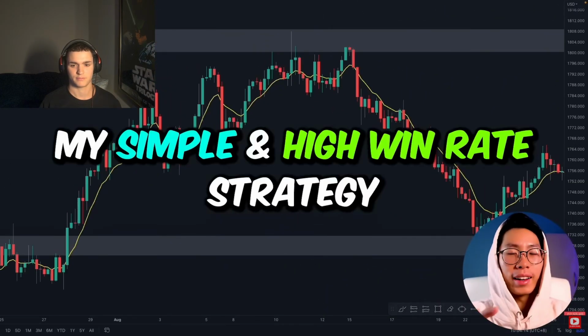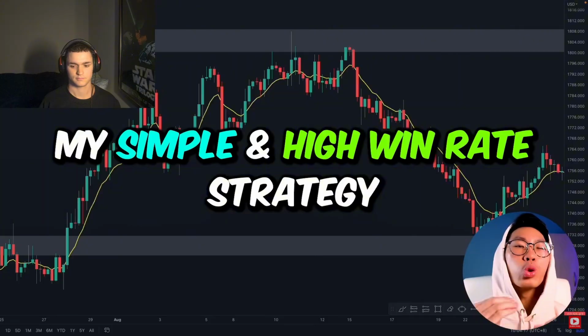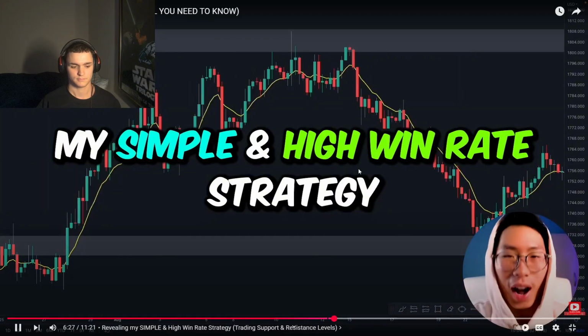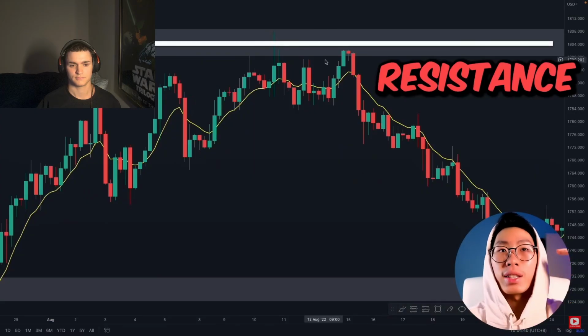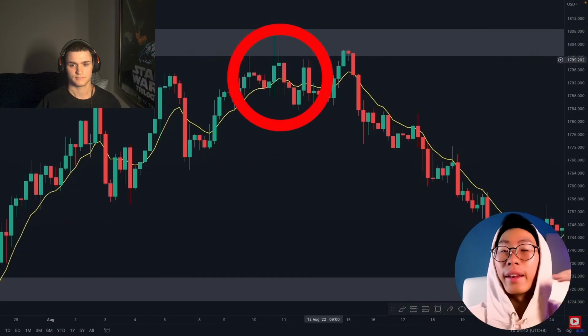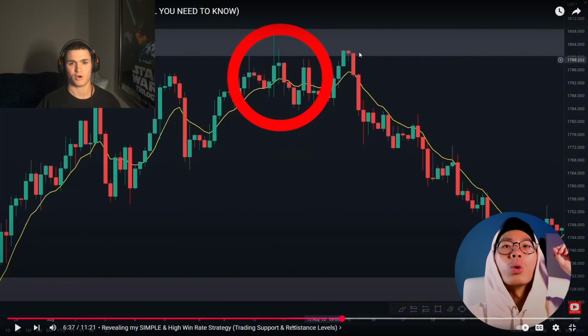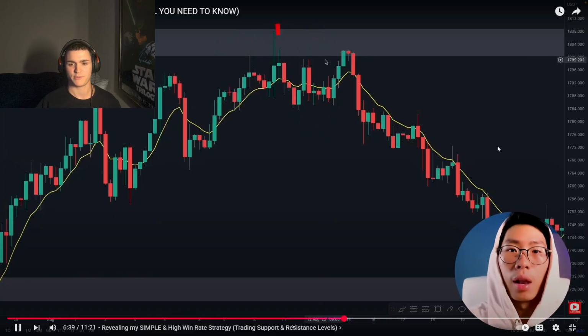Now that you have learned how to identify support and resistance levels, how do you actually trade them? Glad you asked. So in this example, I have marked up a resistance level right around this area because whenever price gets up there, it always gets rejected and hits back down. This is clearly a very strong resistance area.